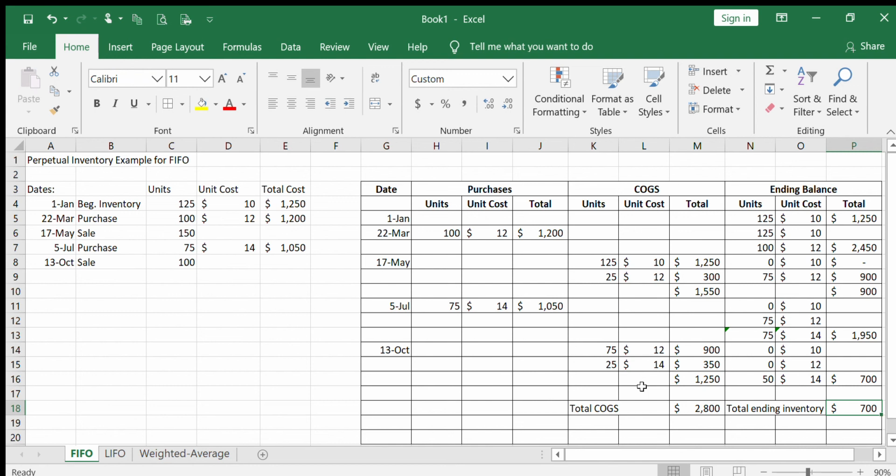FIFO is the method in which we determine how much our inventory actually costs and how much we should value it. So I hope this tip helps. We'll be back to do LIFO and weighted average next.